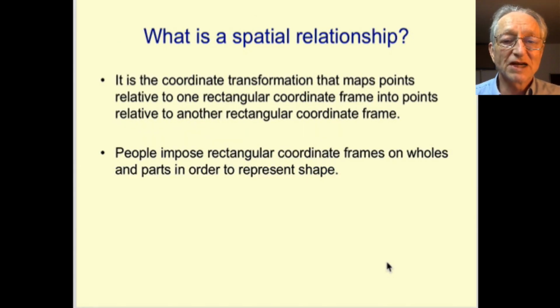First, what is a spatial relationship? Well, mathematically, it's the coordinate transformation that maps points relative to one rectangular coordinate frame into points relative to another rectangular coordinate frame. This may seem very abstract and mathematical, but I believe people actually do impose rectangular coordinate frames on wholes and parts in order to represent shape, and I'm going to try and convince you of that.